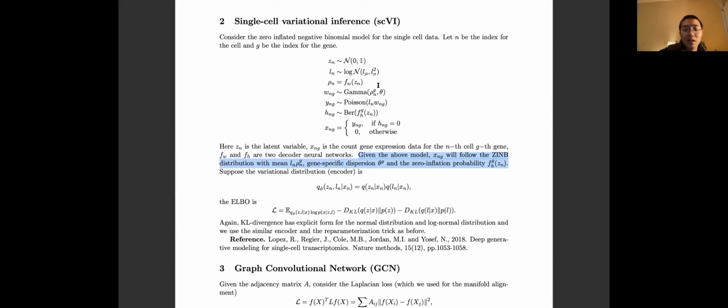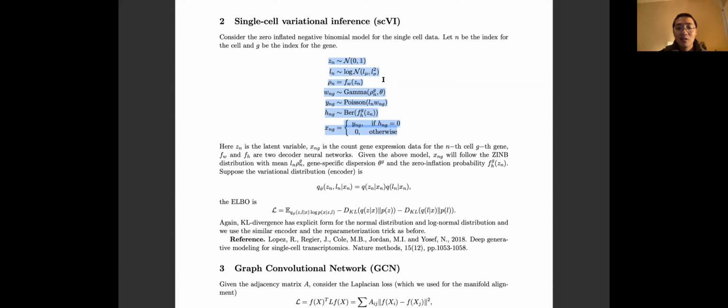So this is a negative binomial part, and also the zero-inflated part with probability f_h(z_n) here. So here we combine all these terms. So x_n and l_n will follow the zero-inflated negative binomial model with certain parameters.